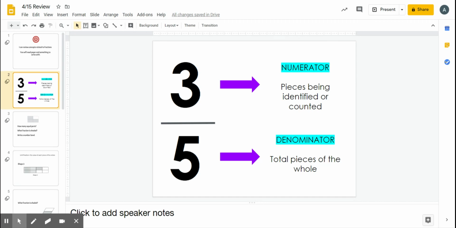As a reminder, we learned that fractions come in two parts. The top is called the numerator, and it tells us the number of pieces either shaded or unshaded. Then we have the bottom part, or the denominator, that tells us the total number of pieces in the whole.